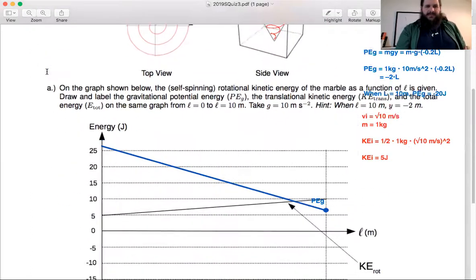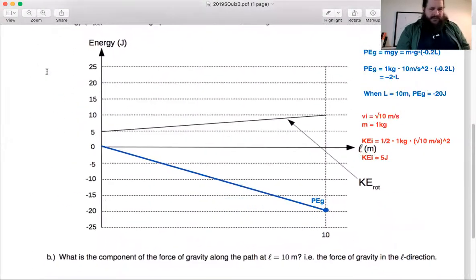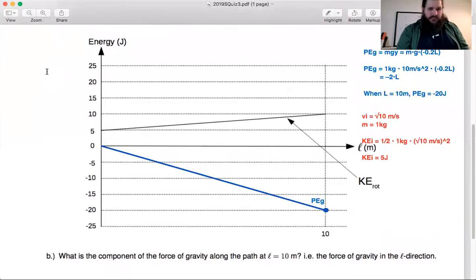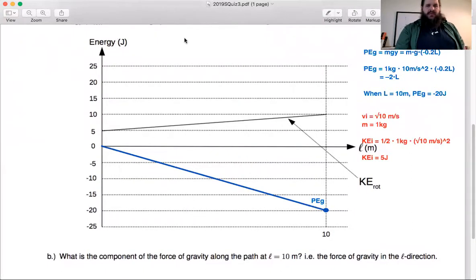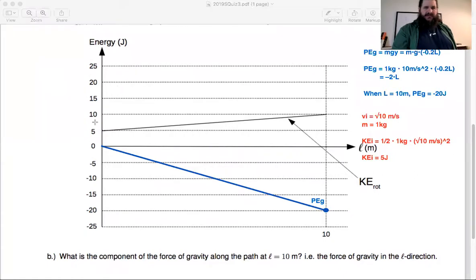So let's put that on the graph as well. Let me line this up properly. There we go. So if we put a mark at kinetic energy equals 5 joules for the starting kinetic energy, or starting translational kinetic energy, we should specify that. That means that there's one location where we know all the types of energy involved. At location L equals 0, we know translational kinetic energy is 5, rotational kinetic energy is 5, and potential energy of gravity is 0. So how would we find E total?